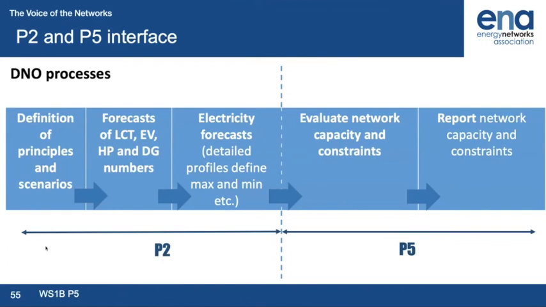Now, Product 5 is picking up from those electrical forecasts, and Product 5 is looking at how those forecasts reflect on the impact on our network. So it's the impact of where future demand and generation will be on our network, and also how we will tell everybody where there may be future issues on our network, and equally where there will be opportunities in our network. So I hope that just puts it in a bit of context. Moving on to the next slide, Dan.